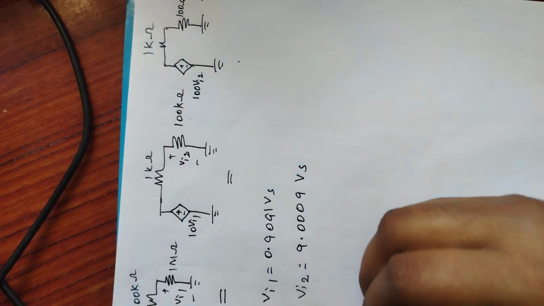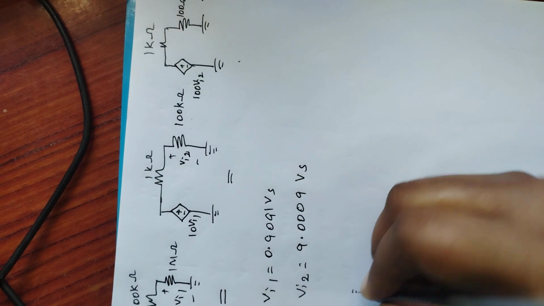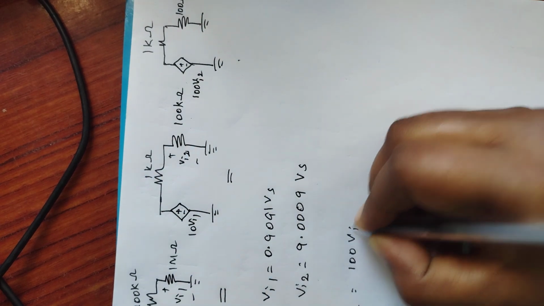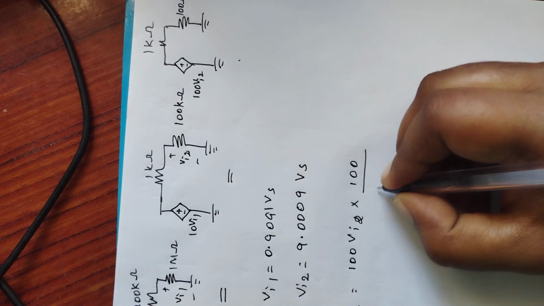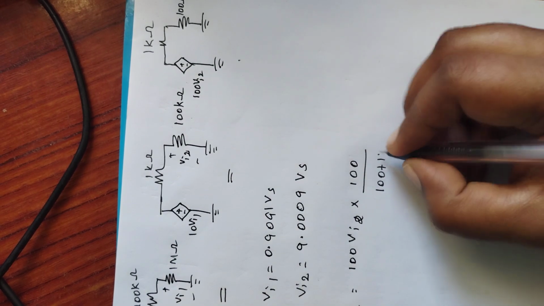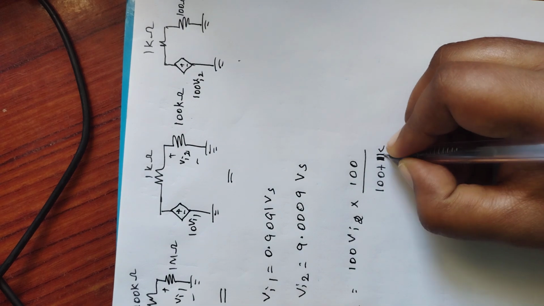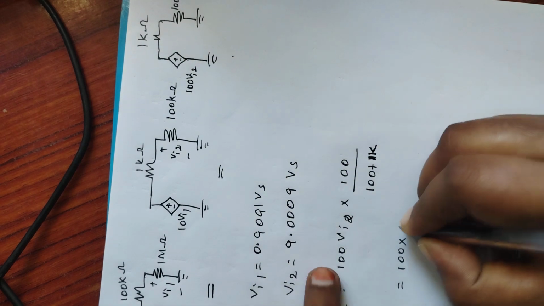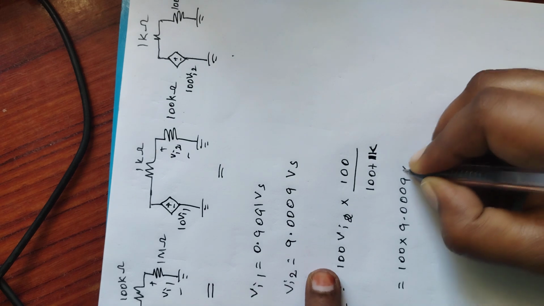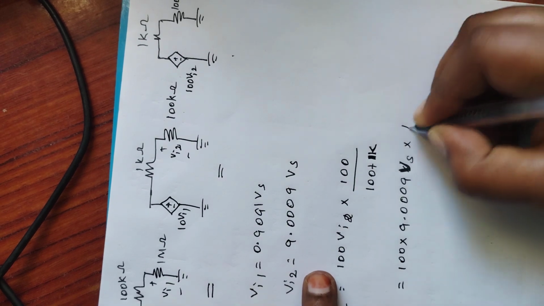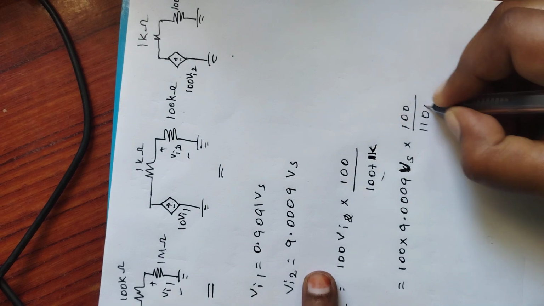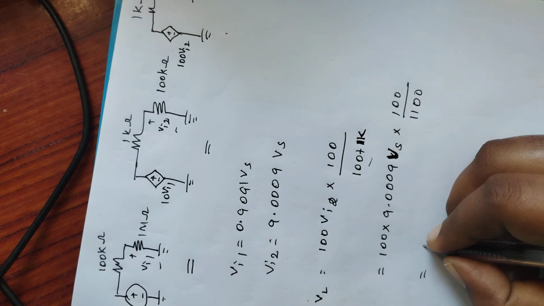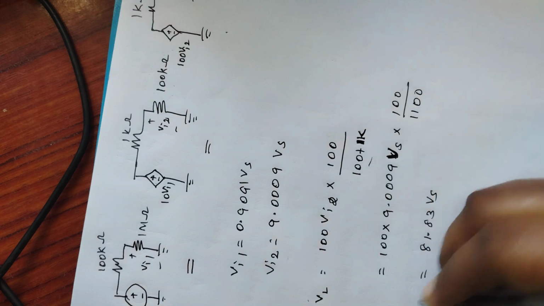So when I am applying the voltage divider rule, VL is equal to 100 Vi2 into 100 divided by 100 plus 1 kilo ohm, which is nothing but 1000 ohm, whichever you can put, okay. You can put 1k or you can put 1000 ohm, both are the same. So 100 into Vi2 value, it is 9.0009 Vs into 100 divided by 1100. If we calculate the same, we get the value as 81.83 Vs, which is equal to VL.